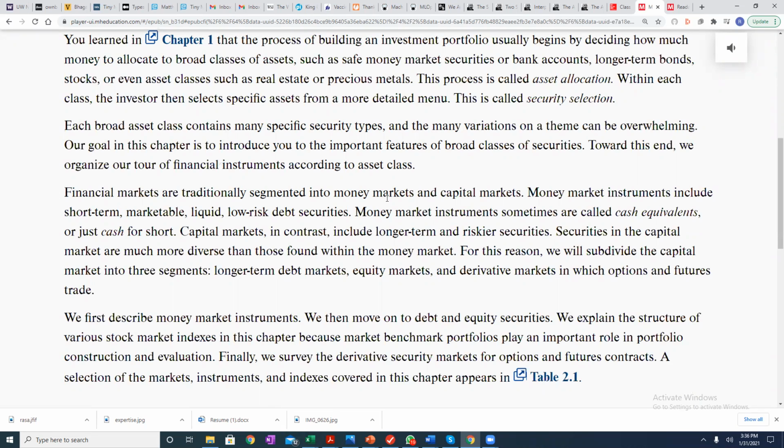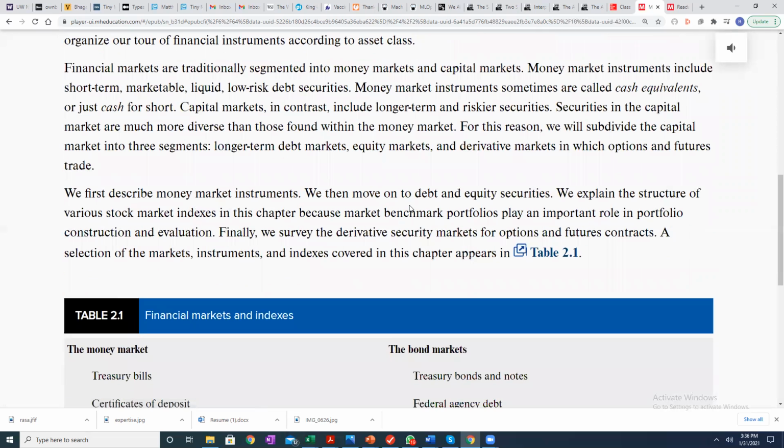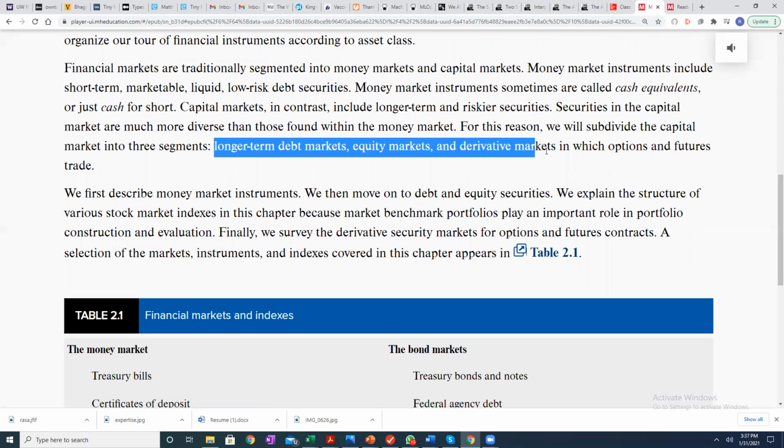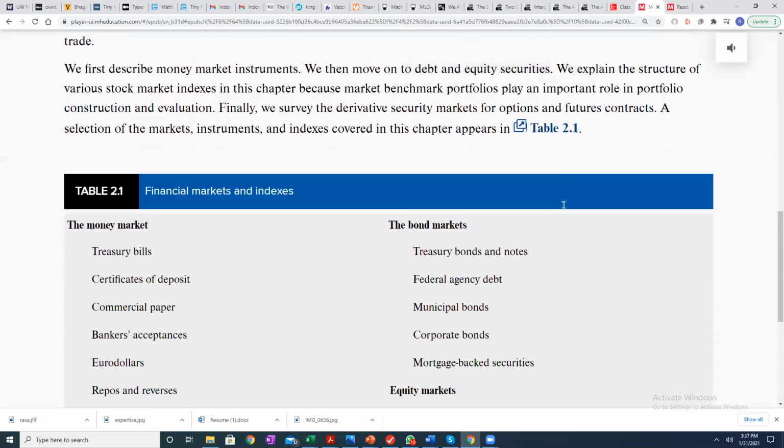Financial markets are traditionally segmented into money markets and capital markets. Money market instruments include short-term, marketable, liquid, low-risk debt securities. They're also called cash equivalents, or cash for short, because they are actually cash. They have not been invested anywhere for the longer term. The capital markets are divided into three segments: longer-term debt markets, equity markets, and derivative markets, where we have options and futures.